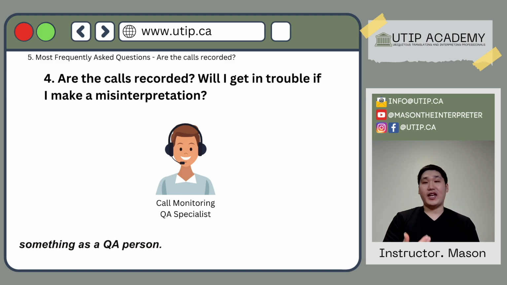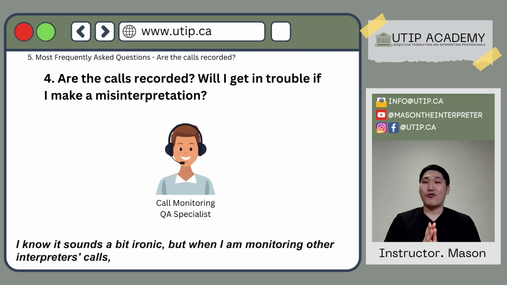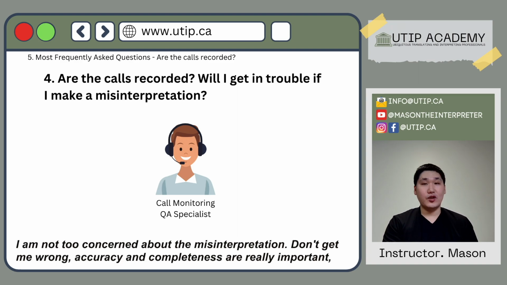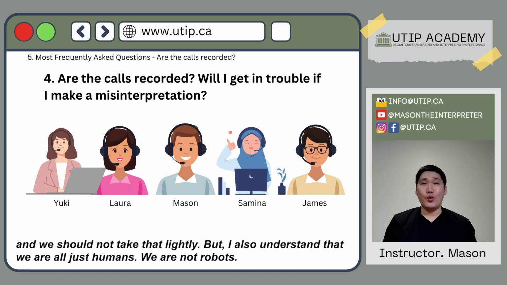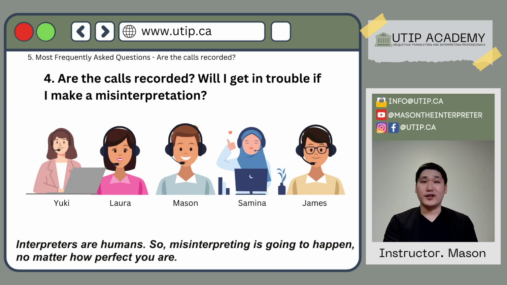I would like to say something as a QA person. I know it sounds a bit ironic, but when I am monitoring other interpreters' calls, I am not too concerned about the misinterpretation. Don't get me wrong, accuracy and completeness are really important. We should not take that lightly, but I also understand that we are all just humans. We are not robots. Interpreters are humans. So misinterpreting is going to happen no matter how perfect you are.